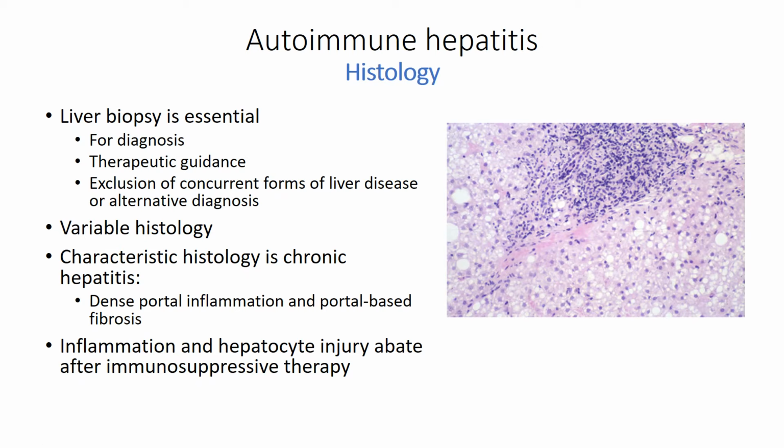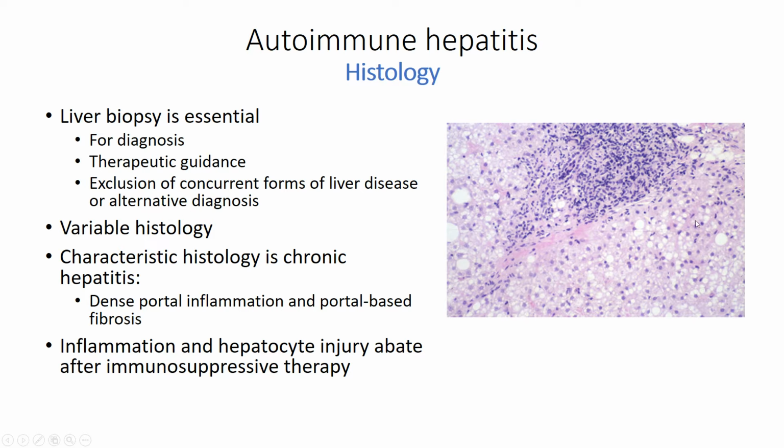Histology. Liver biopsy is essential in this entity. It's essential for diagnosis and for therapeutic guidance. For example, you have a patient with a diagnosis of AIH. One year or 2 years later, a repeat biopsy should be performed in order to determine if the patient is responsive to therapy. And also, you have to exclude concurrent forms of liver disease or an alternative diagnosis.